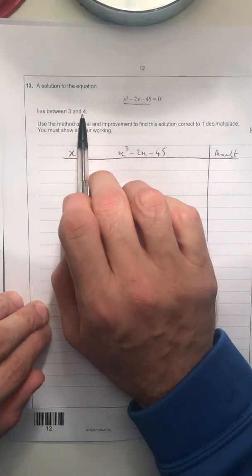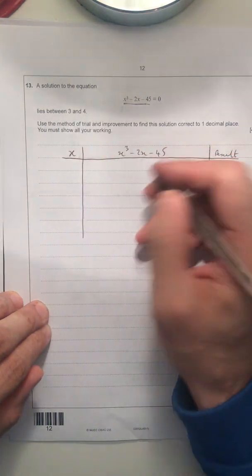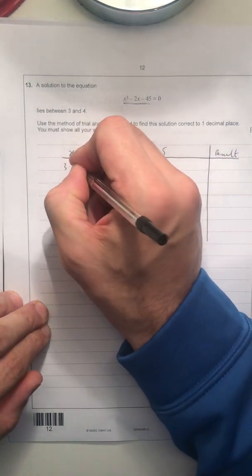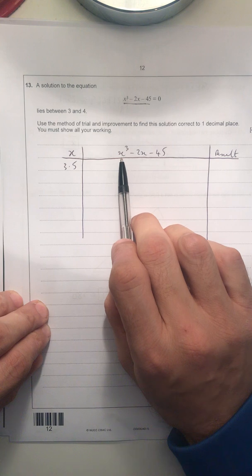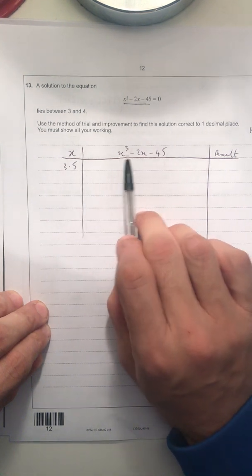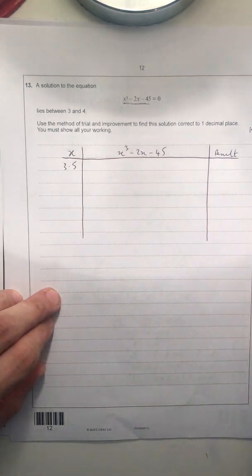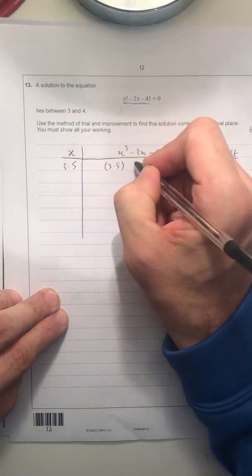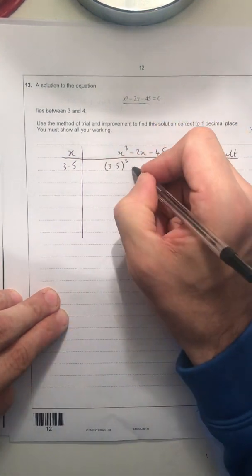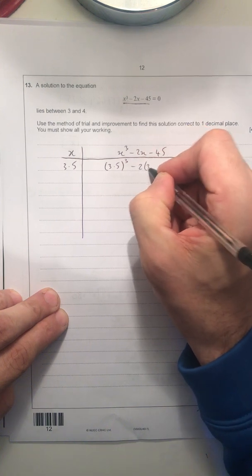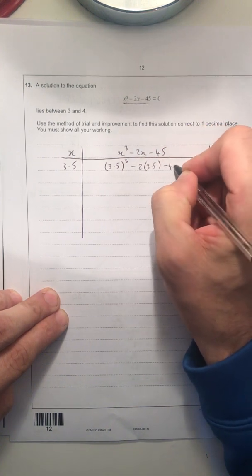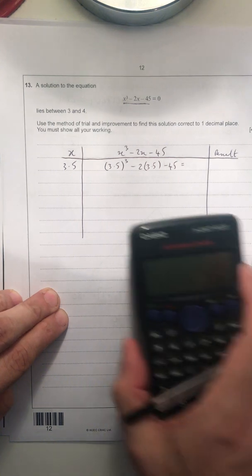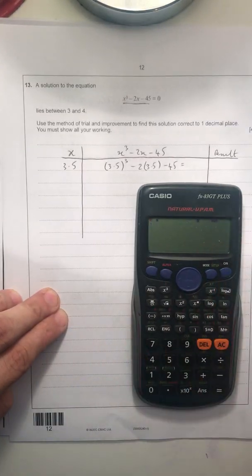So it tells you that the answer lies between 3 and 4. So if I start with the one in the middle, 3.5, basically everywhere I see an x, I put the number 3.5 with a set of brackets, and your calculator will do all the workings out for you. So if I put bracket 3.5, close bracket, cubed, minus 2, bracket 3.5, close bracket, minus 45. And if I put that into my calculator exactly like that, the calculator will do all the work for me.